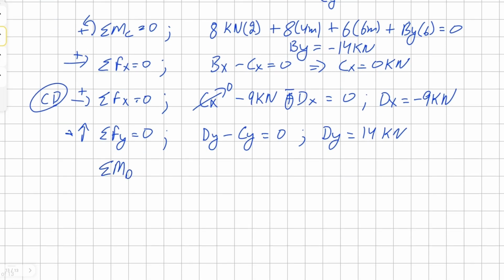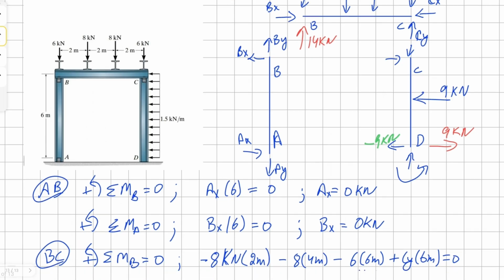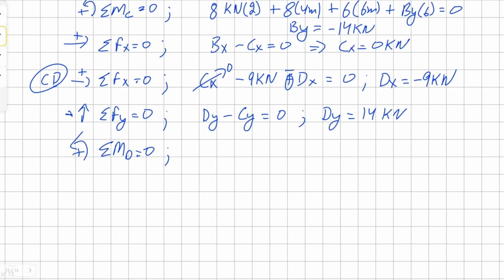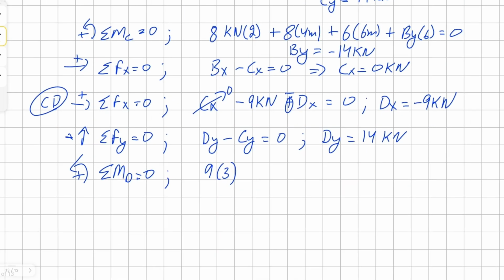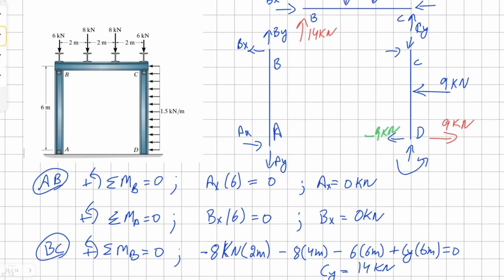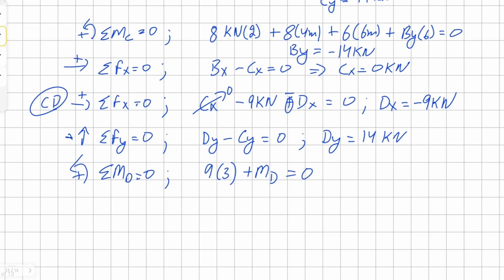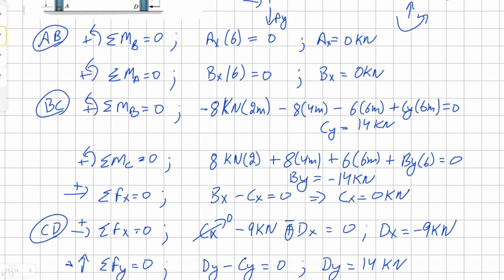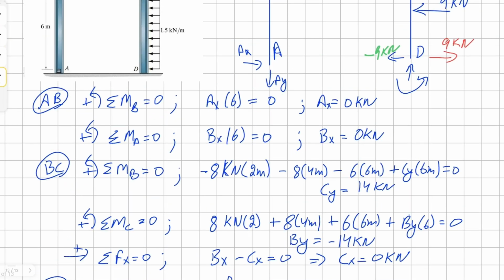Now let's take the moment about the point D. We know our point load is 9 kilonewton, and it's in counterclockwise direction, and it's 3 meters away. And we have our moment about the point D. All this is equal to 0. Solving for moment D, we know it's negative 27 kilonewton meter. We can either have it as negative 27 kilonewton meter, or we could switch the moment direction and have it as 27 kilonewton meter.